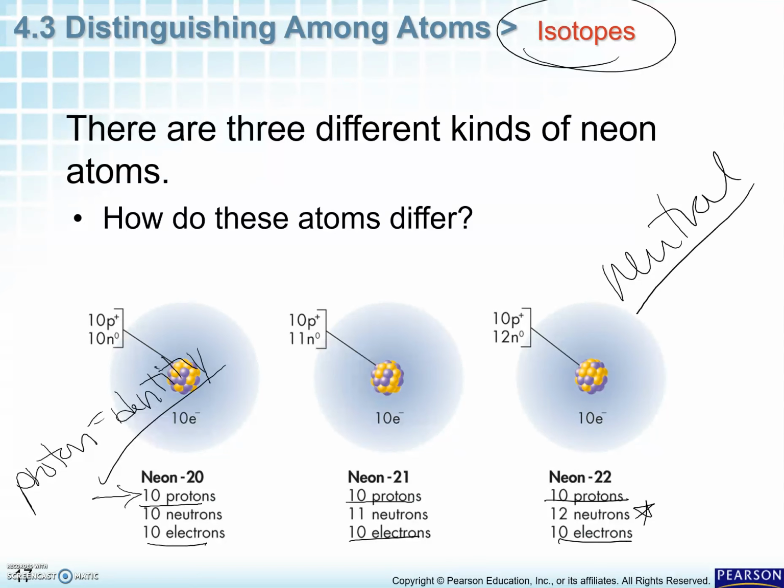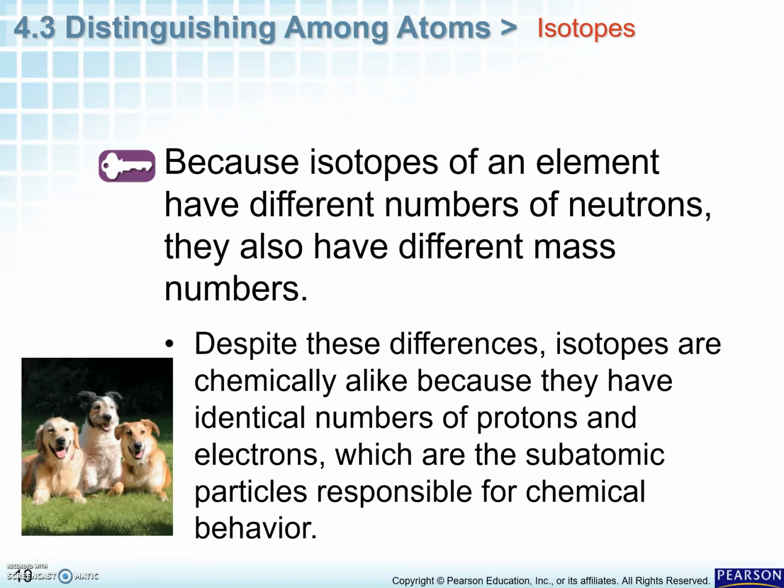But where they differ is in how many neutrons they have. So all isotopes are the same atom with different numbers of neutrons in their nucleus. Because they have different numbers of neutrons, they also have different mass numbers. If you recall, your mass number is the number of protons plus the number of neutrons. So since we have different amounts of neutrons and the same number of protons, we're going to get different isotopes.